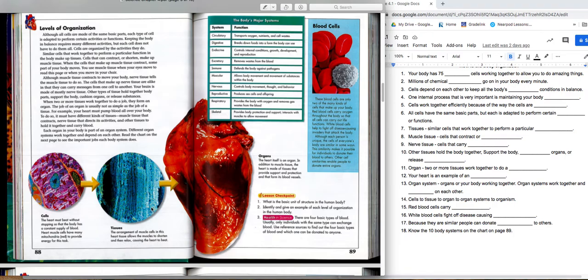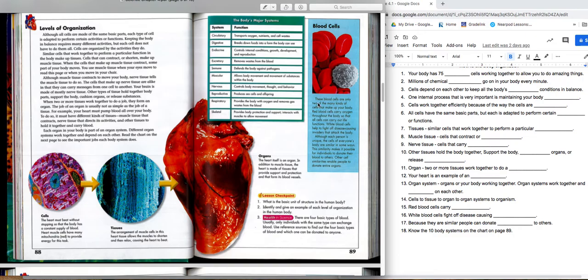So we contract, it pumps the blood out of the heart. It relaxes, it lets more blood in. Put that heart organ together. The heart itself is an organ. In addition to muscle tissue, the heart is made of tissue that provides support and protection and that forms its blood vessels. And so you can just see from one to the next, and then we'll learn about the organ systems coming up, and eventually we have the whole system, which is us.